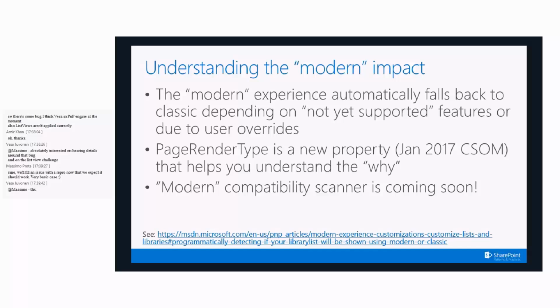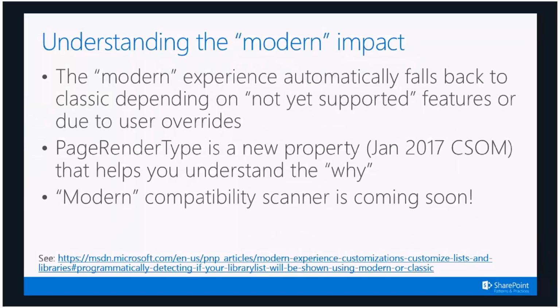Those enterprises want to know which sites and which libraries cannot be shown in modern, and why. To answer that why question, we recently added a new API. Actually, it's a property on the file object called page render type. When I'm talking about the file, I'm talking, for example, about the all items.aspx file, the form page that is rendering the library, because you can have multiple of those pages.